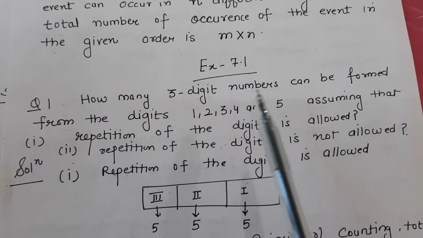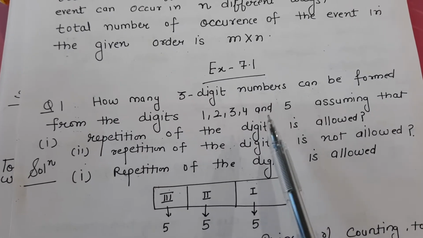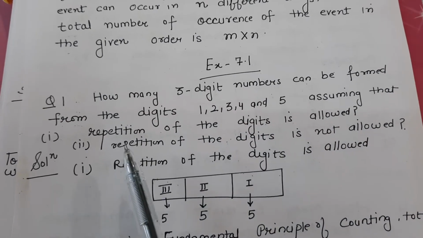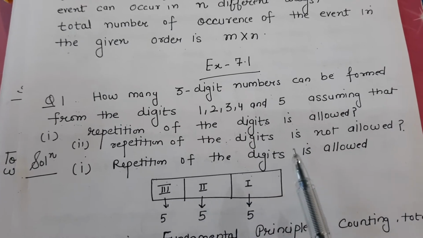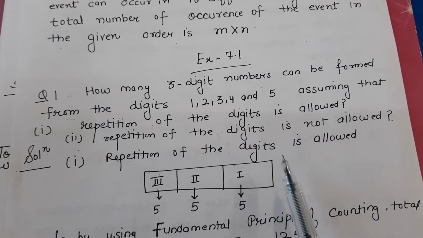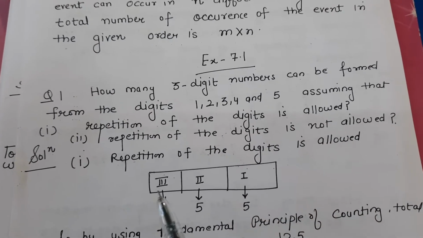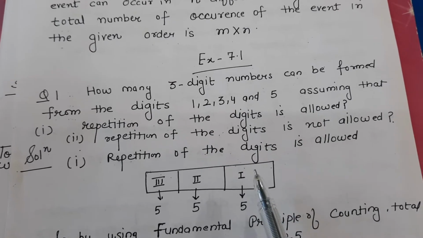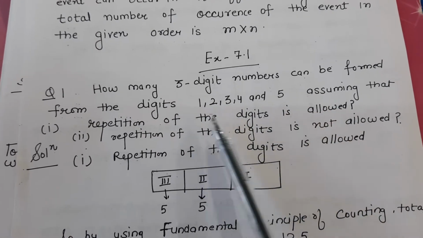How many 3-digit numbers can be formed from the digits 1, 2, 3, 4 and 5, assuming that, first part, repetition of digits is allowed, second part, the repetition of digits is not allowed. The first case, when the repetition is allowed, you have to form 3-digit numbers. So I have made 3 blocks here, right? Now the total digits available are 1, 2, 3, 4, 5. That means they are 5 in number.